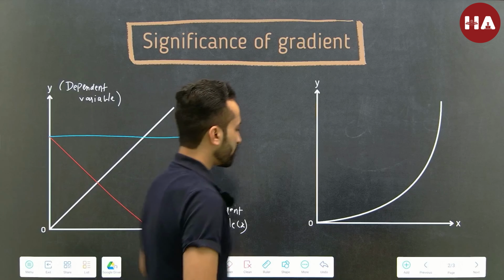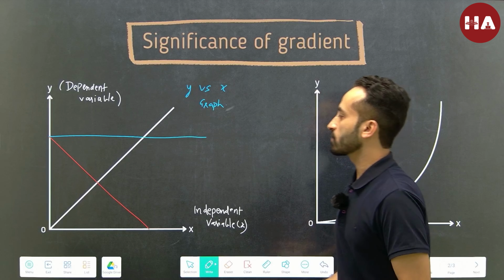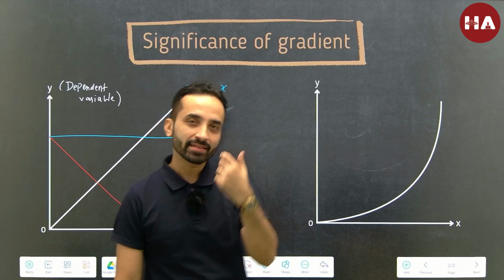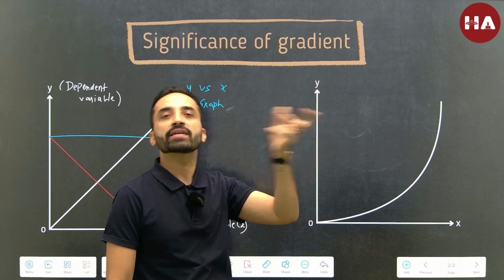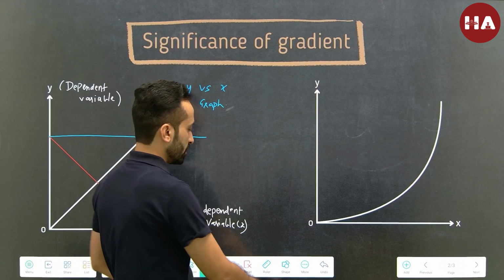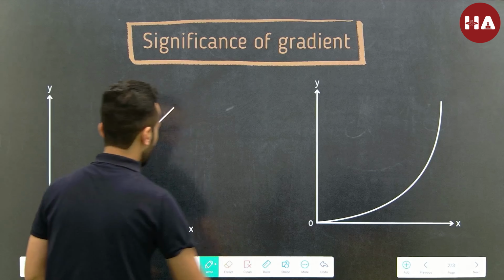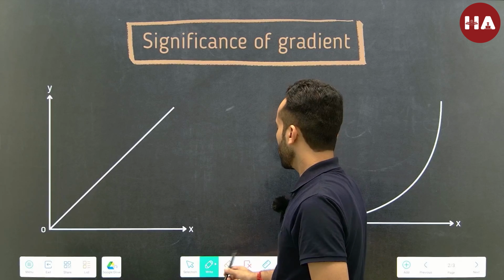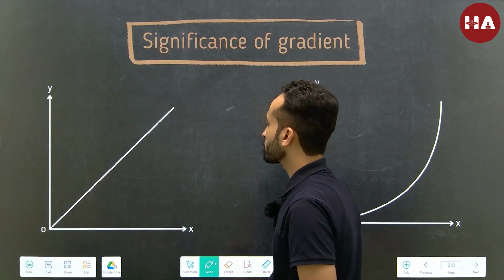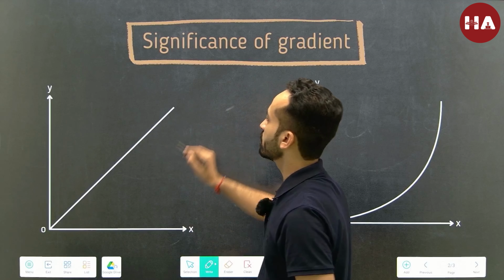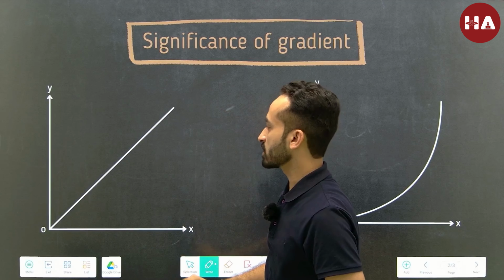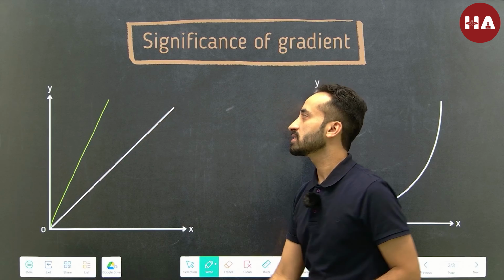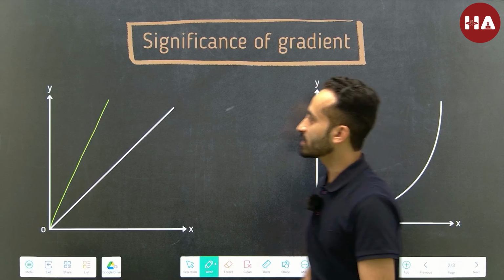Now, if I tell you that fine, y is changing with x, but how sensitively, how significantly, that is something that you will accommodate in the concept of gradient. So let's first only consider the case where y is increasing with x. Let's say that this is a situation where y is increasing with x, and then there is another situation, this, where y is increasing with x. What difference do you see?